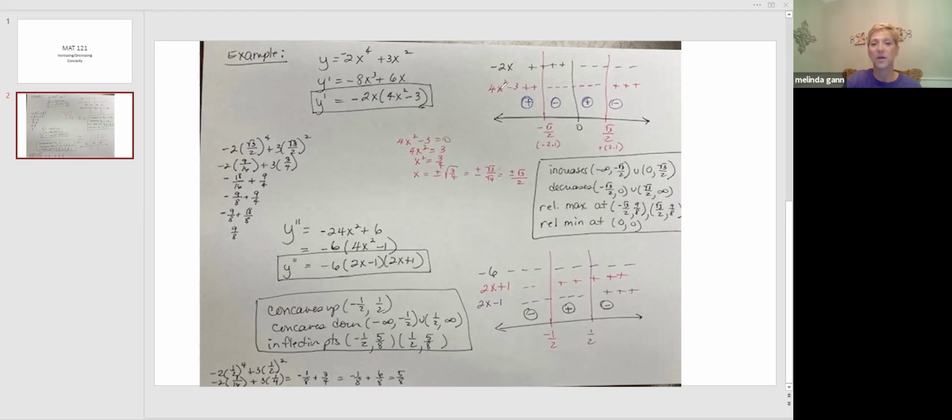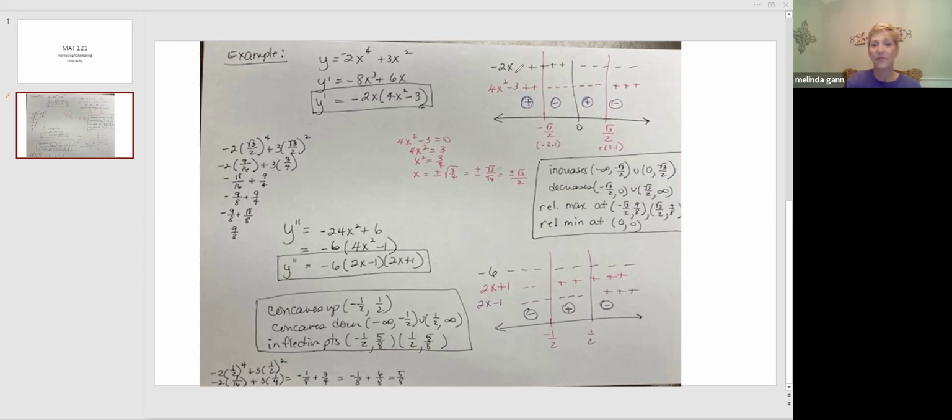4 times 0 is 0. 0 minus 3 is negative 3, so it's negative. All right. So again, if I think of a number to the left of this one, I can still use 0. See, it's negative, but I need a number to the right of this 2.1. So again, maybe I pick 10. 10 squared is 100. 4 times 100 is 400. 400 minus 3 is indeed a big old positive number.